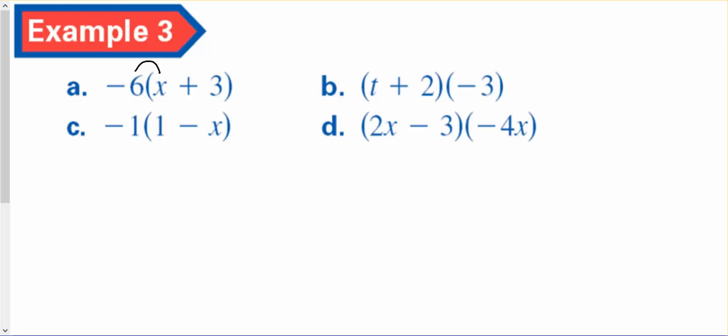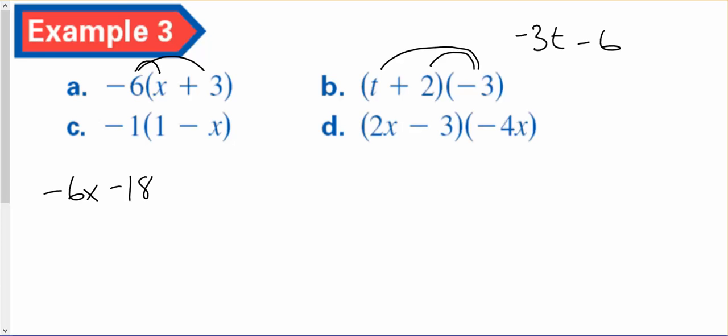-6 times x makes -6x. -6 times 3 makes -18. -3 times t makes -3t. -3 times 2 makes -6. -1 times 1 makes -1. -1 times -x makes positive x. And now I'm going to rewrite this as x minus 1. Now, they mean the exact same. This is just more of a standard form from highest exponent to lowest exponent.